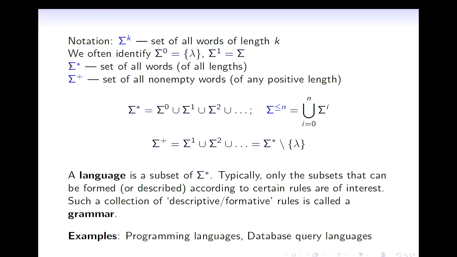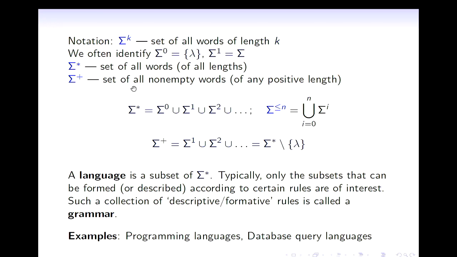Then the notation sigma star is also very common to indicate the set of all words that you can possibly construct from sigma. And sigma plus will be almost the same as sigma star, except that it doesn't contain the empty word. So it contains the set of all non-empty words of any positive length. They have to be finite, but they can be arbitrarily long.